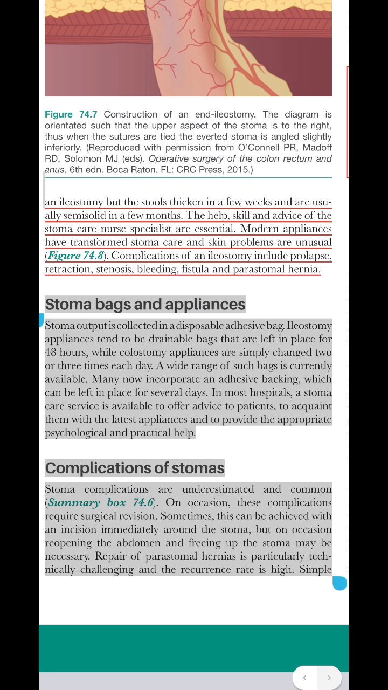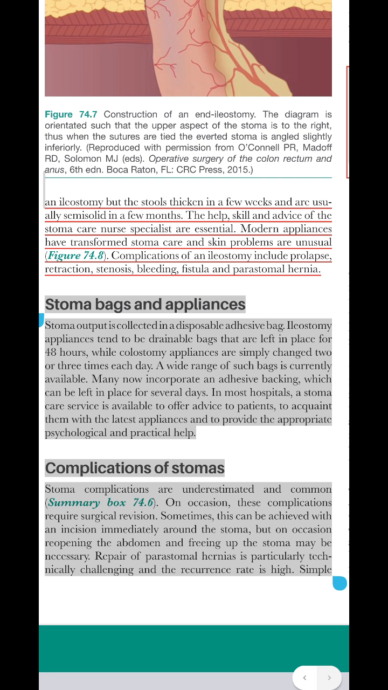Stoma bags and appliances. Stoma output is collected in a disposable adhesive bag. Ileostomy appliances tend to be drainable bags that are left in place for 48 hours, while colostomy appliances are simply changed 2 or 3 times each day. A wide range of such bags is currently available.